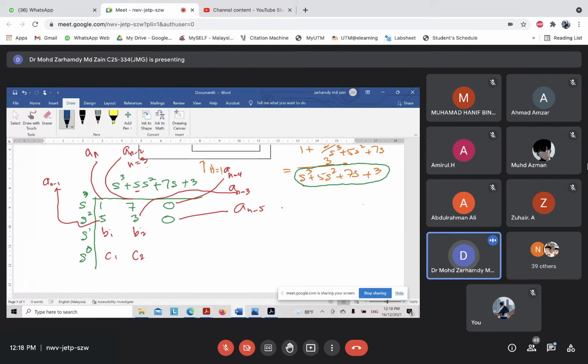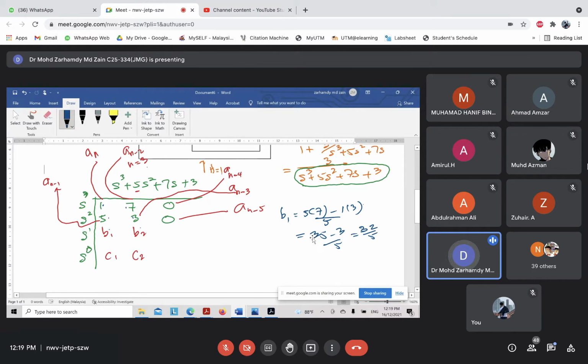So now, what we need to do is identify the value of B1, the value of B2 and so on, so C1 and C2. The formula for looking for the value of B1 is equal to 5 multiplied by 7 minus 1 multiplied by 3, over 5. So we have 35 minus 3 over 5. So 32 over 5. This is the value of B1.